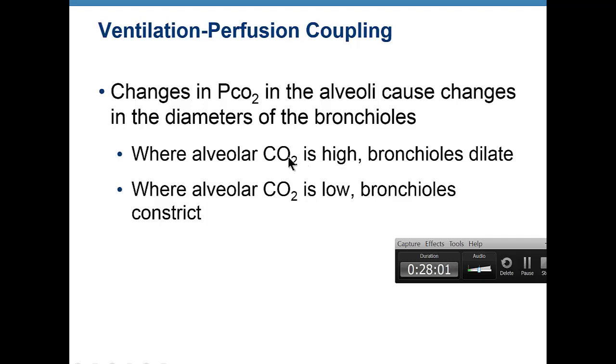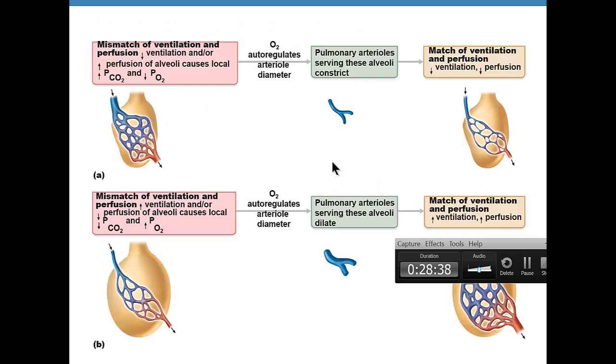So these chemicals, these gases, actually influence the vessels and the transporting structures that they're in. So PO2 influences arterial diameter, PCO2 influences bronchial diameter. So both of those pieces are what we call ventilation-perfusion coupling. So high CO2 dilates bronchioles, high PO2 dilates arterioles. That's all you need to know for the definition of ventilation-perfusion coupling. So this is just an example of that.